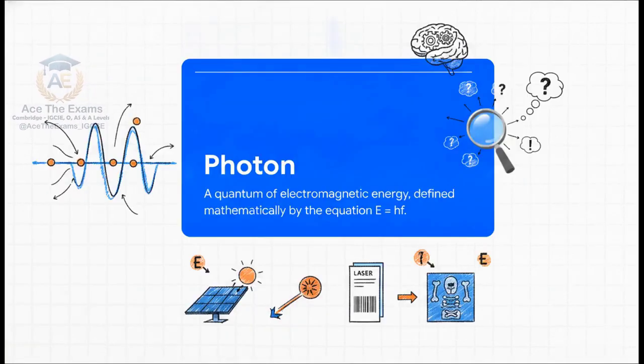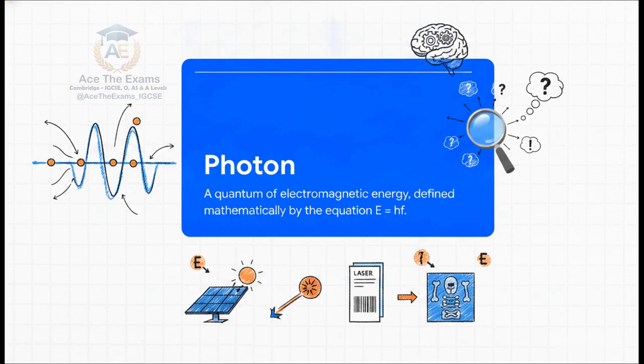Let's briefly ground ourselves in the core physics concept here before we pivot immediately back into the exam strategy. What is a photon? A photon is a quantum of electromagnetic energy. It's a discrete, indivisible packet of energy. And mathematically, we define it by the equation E equals hf. E represents the energy of that photon, h is Planck's constant, and f is the frequency of the electromagnetic wave.